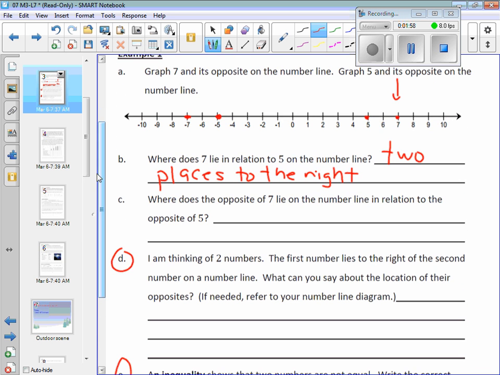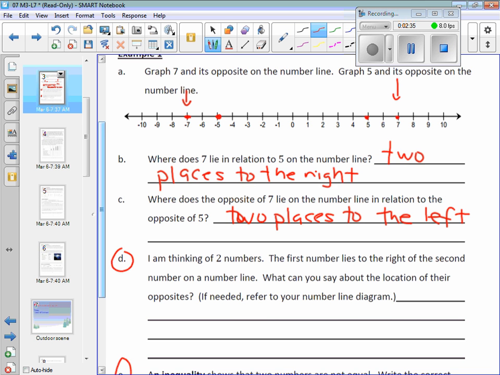Now that you kind of get an idea of what they're asking for, what can you say about the opposite of 7, which is -7, in relationship to -5? Matt. If 7 lies 2 spaces to the left. Okay. Are we good?